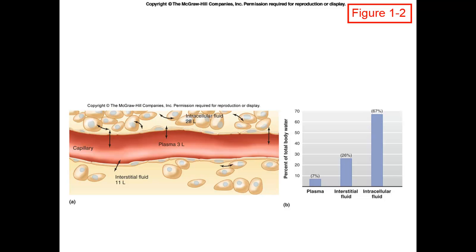Now, are these values the same for everybody in this room? Why or why not? Give me the rationale. Yeah, Colin. Size of a person. Size of a person, right? If you're a larger person, your overall volumes are going to be higher. There may be some males in this class that have plasma volumes closer to 6 liters, and some males who are closer to 3. So that manipulates all of the rest of these numbers. You carry more water if you're larger. It's as simple as that. But we're going to use these basic numbers and percentages.